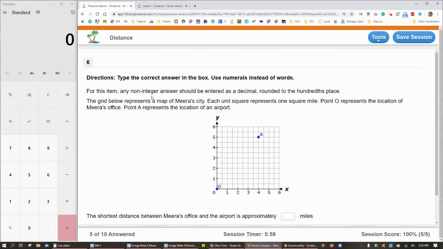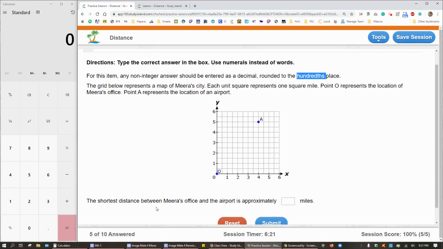For this item, any non-integer answer should be entered as a decimal rounded to the 100th place. So this time we're going to round if we get a square root of something that's not a perfect square. We're going to round to the 100th place. Please remember that. The grid below represents a map of Mira's city. Each unit square represents 1 mile. Point O represents the location of Mira's office. Point A represents the location of the airport. The shortest distance between Mira's office and the airport is approximately what?